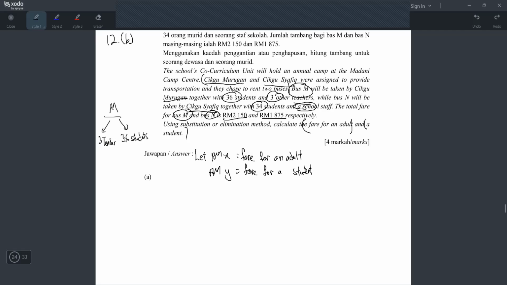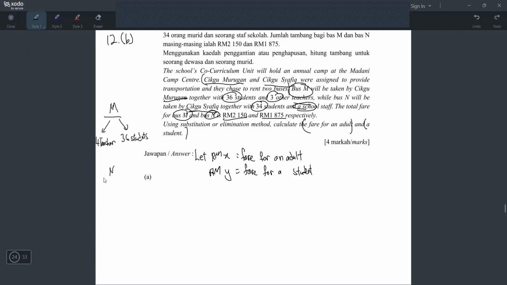But wait. Bus M will be taken by Cikgu Murugan together with 36 students and 3 other teachers. So what about Cikgu Murugan? Cikgu Murugan also is a teacher. So there should be 4 teachers actually. Itu bus M lah. Ini jumlah orang. Can you write your equation dulu? Tak boleh lagi, because your X and Y represent fare, which is RM. Yang ini bilangan orang. So I don't think you can write your equation dulu.